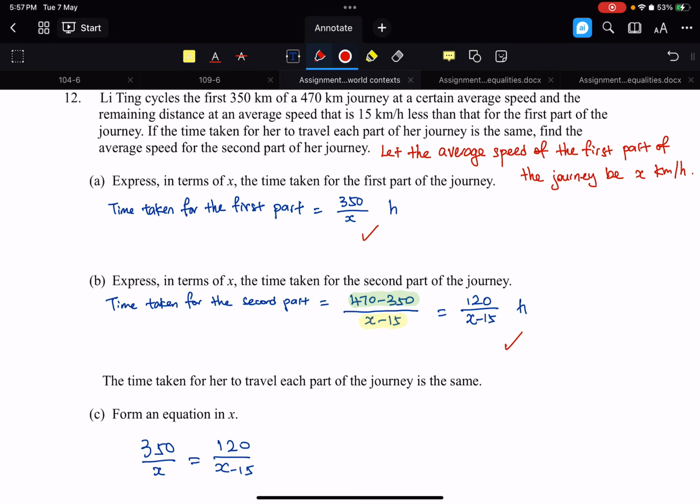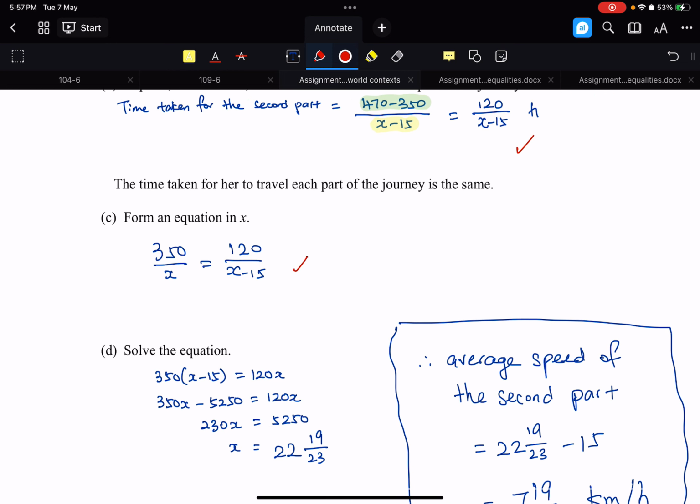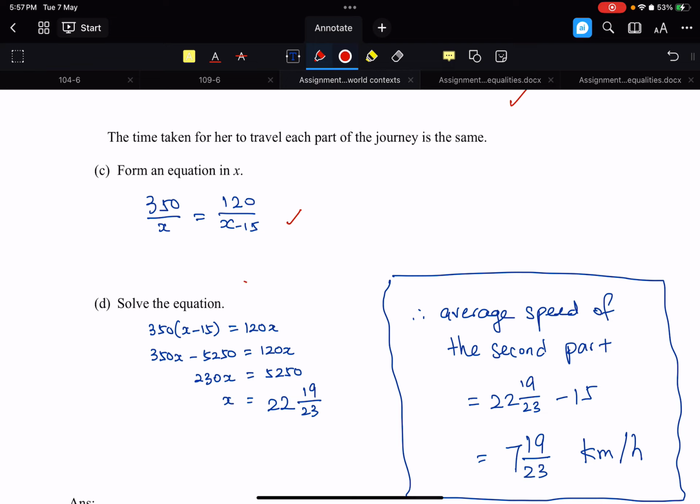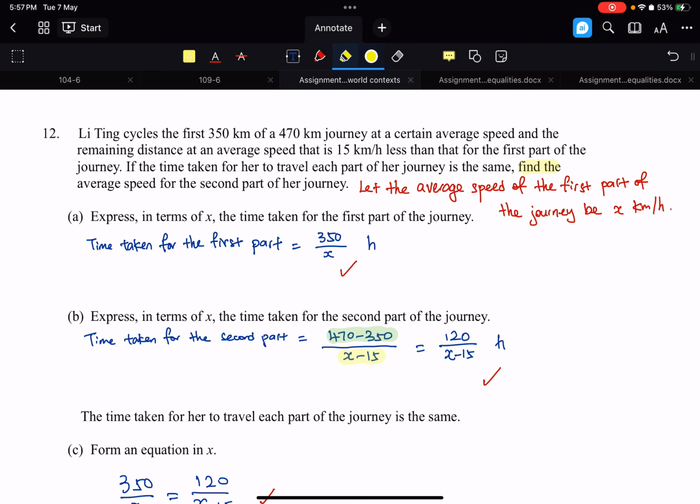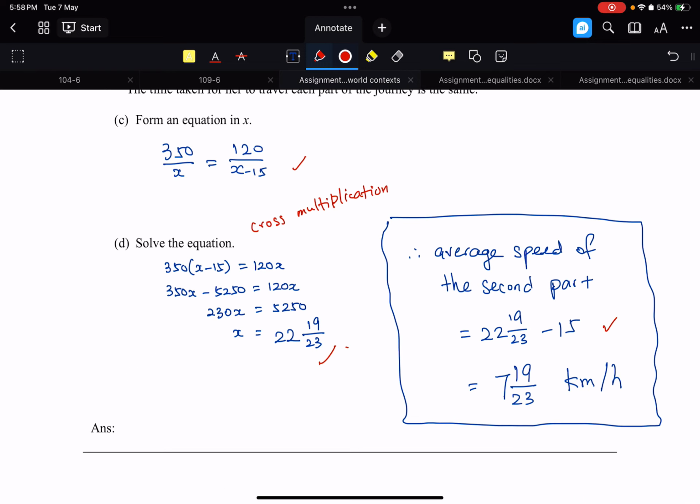So to form the equation, they tell us that the time taken for these two parts of the journey is the same, so they are equal. And then to solve it, we apply cross multiplication. Right, I got my spelling correct. And we obtain this. However, the question actually asks for, take a look, the average speed for the second part of the journey. So the average speed for the second part of the journey is actually my x minus 15, right? So I need to do x minus 15 over here to get the final result, 7 and 19 over 23.